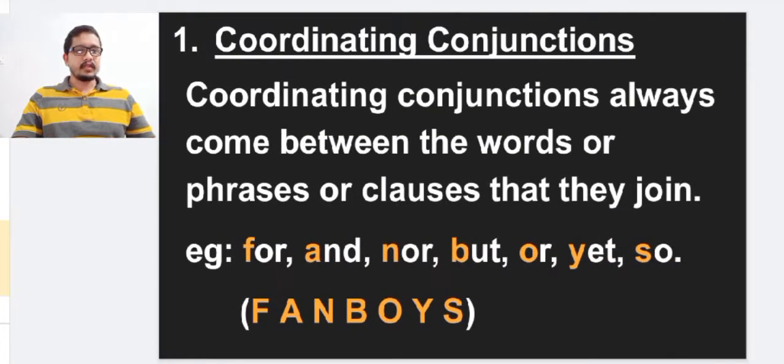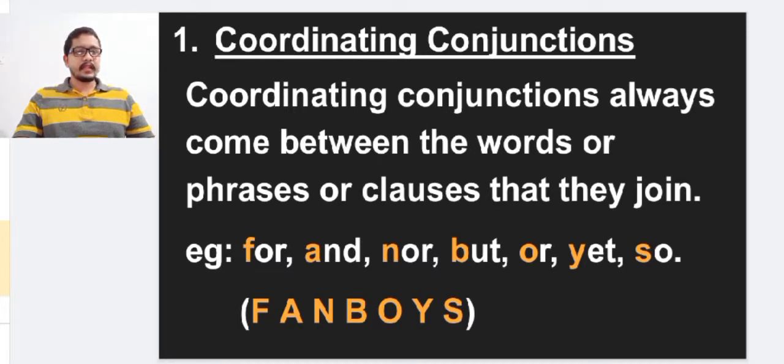Let's see the first one, coordinating conjunctions. Coordinating conjunctions always come between the words or phrases or clauses that they join. Understand the definition? It always comes between the words, or between the phrases, or between clauses. The conjunctions we use as coordinating conjunctions are written below: for, and, nor, but, or, yet, so.